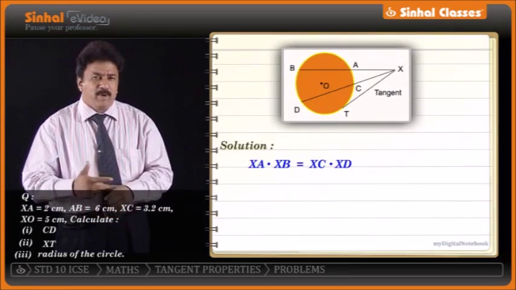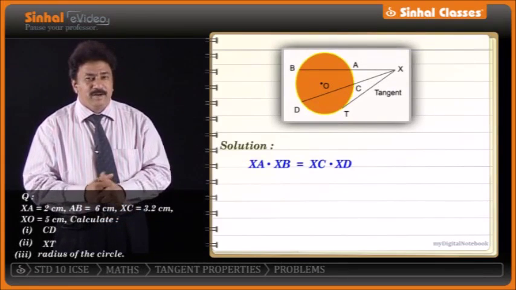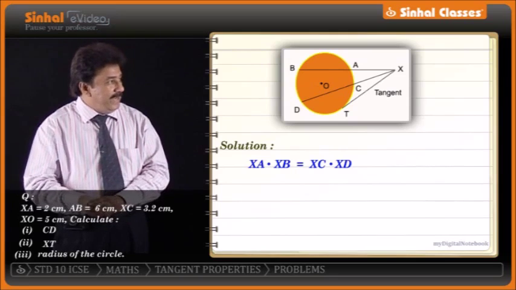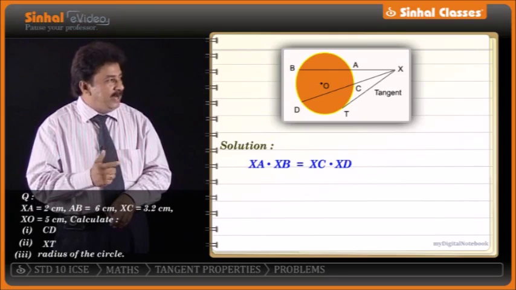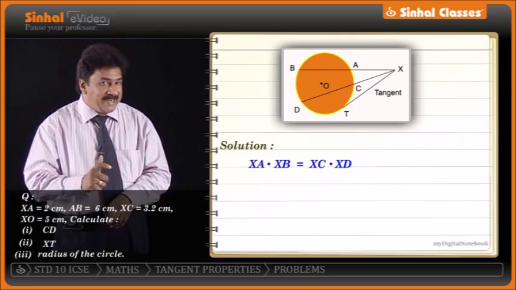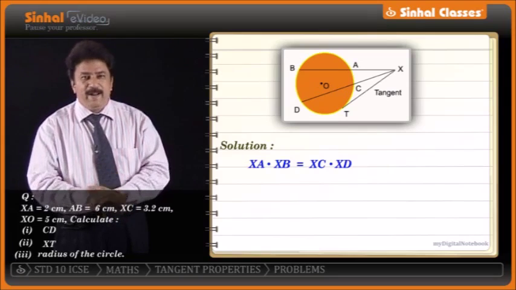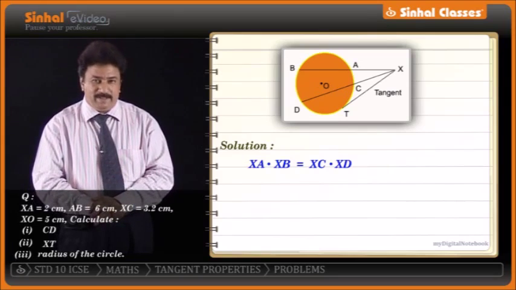Plus there is one more property of the circle, the chord and tangent property. That is, XT square is equal to XA into XB, or XT square is equal to XC into XD. Depending upon the need, we'll use these properties.